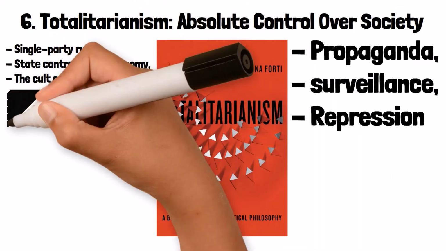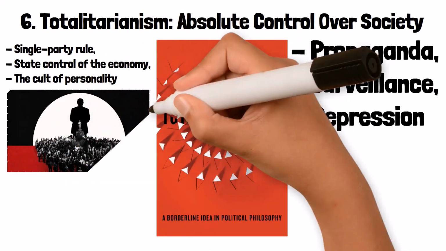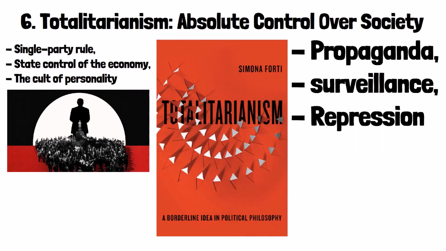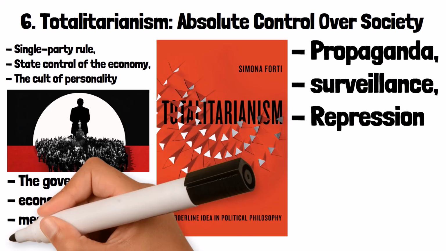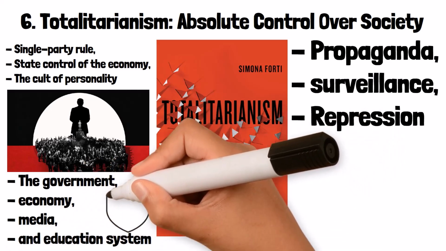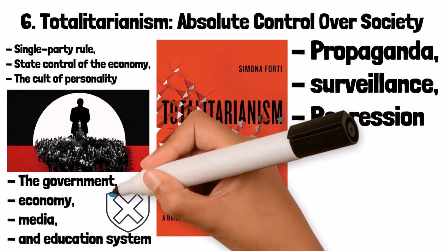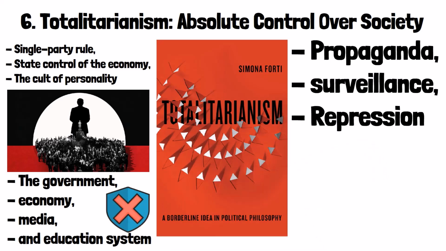In a totalitarian state, a single political party monopolizes power, and all other political parties are banned or heavily restricted. The ruling party controls the government, economy, media, and education system. Totalitarian regimes often control the economy to ensure that it serves the interests of the state. Private enterprise is either heavily regulated or completely eliminated.